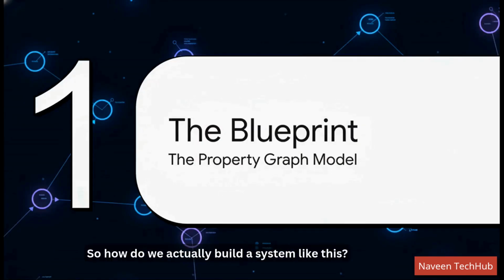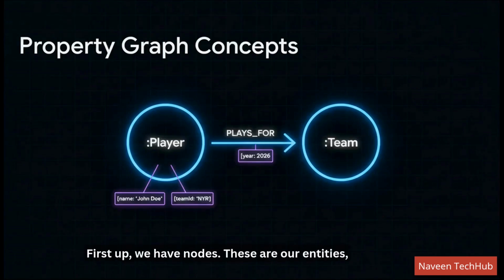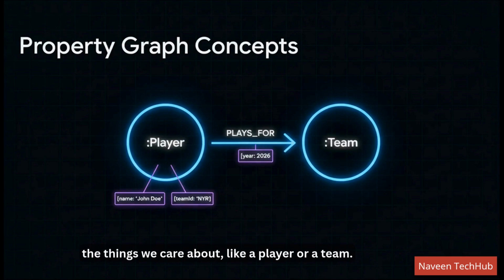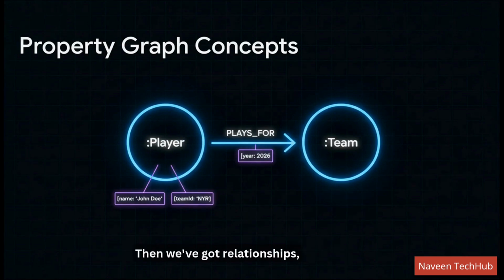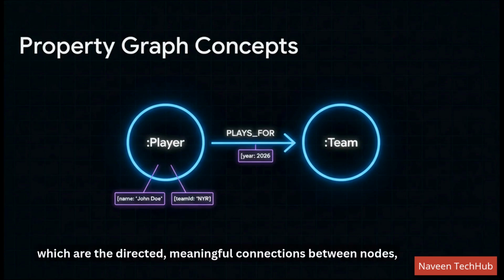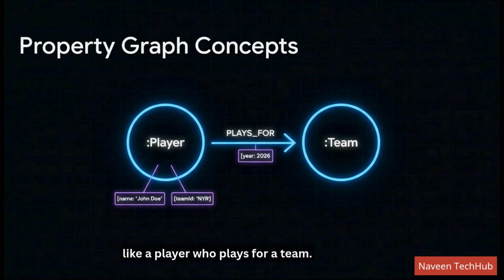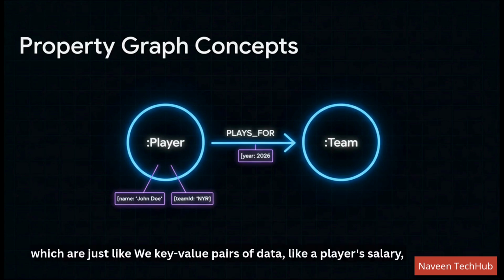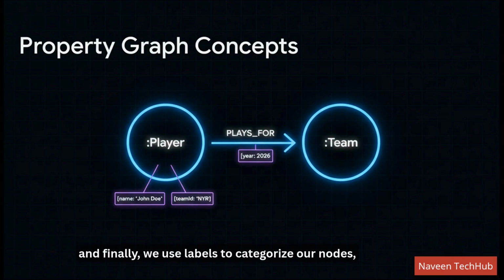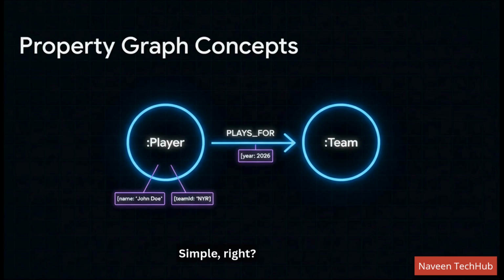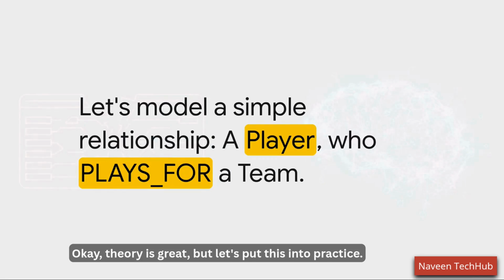So how do we actually build a system like this? Well, it all starts with a simple but really powerful set of building blocks. It's called the property graph model. Let's break it down. First up, we have nodes. These are our entities, the things we care about, like a player or a team. Then we've got relationships, which are the directed, meaningful connections between nodes, like a player who plays for a team. Now, what's cool is that both nodes and relationships can hold properties, which are just key value pairs of data, like a player's salary. And finally, we use labels to categorize our nodes, like tagging someone as a person. Simple, right?